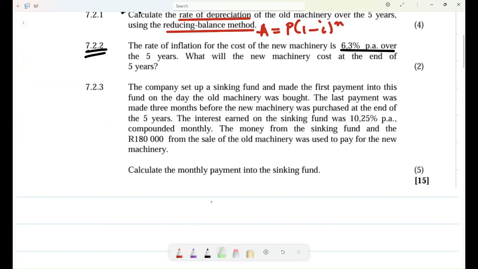What do I have? A company. Oh, I've removed my thingy, but it's fine. A company set up a sinking fund. I know how to set up a sinking fund, right? And made the first payment into this fund on the day the old machinery was bought.